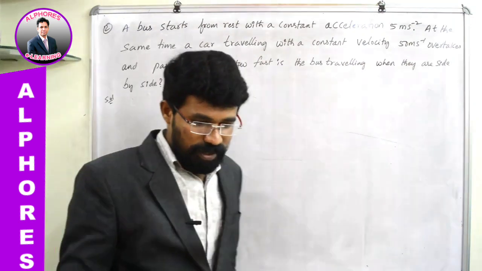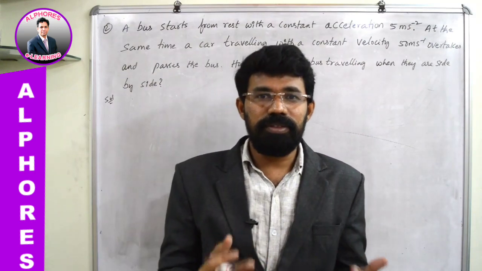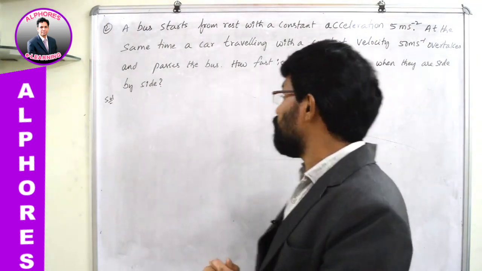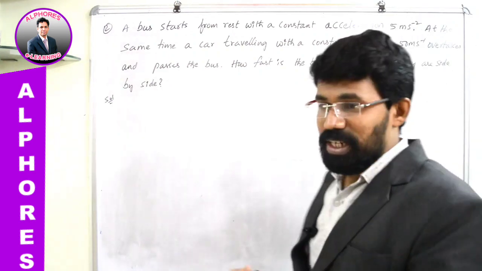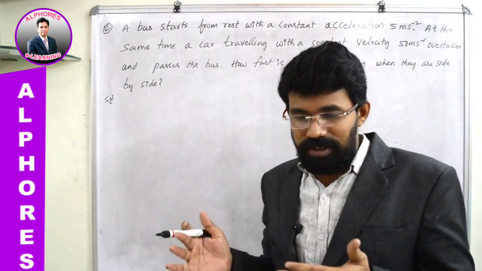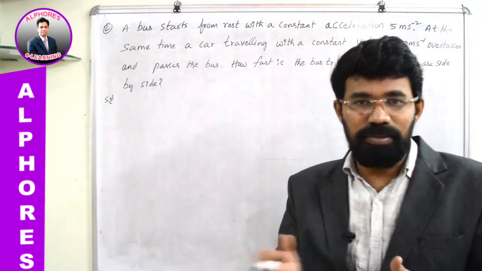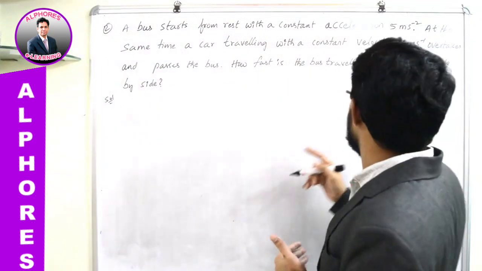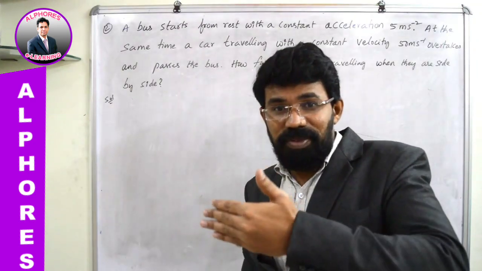Here, children, the bus has started from rest. Starting from rest in the sense, remember, you have to take initial velocity as 0. So it has started from rest and it has maintained a constant acceleration 5 meter per second square. So when it is starting from rest, at the same time, a car has just passed by, just beside the bus. And the car is moving with a constant velocity, how much? 50 meter per second.